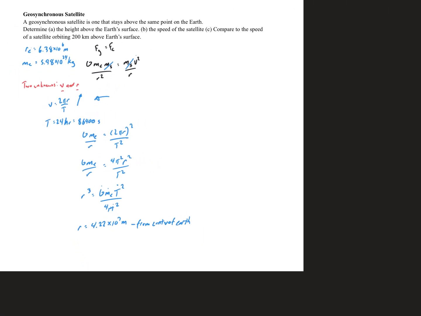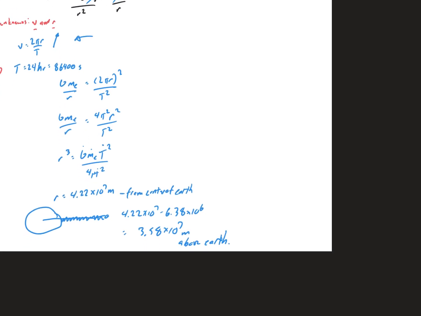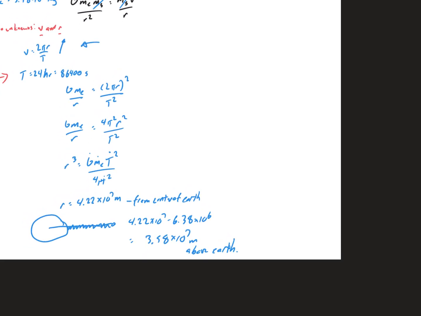So what I have to understand is that the question is asking me for this chunk right here. So I simply subtract the radius of the Earth and get this value here, 3.58 times 10 to the 7th meters above the Earth. So make sure when you're doing these kinds of questions, we understand where my variables are sitting and what it's actually asking, because what you find may or may not be the answer.